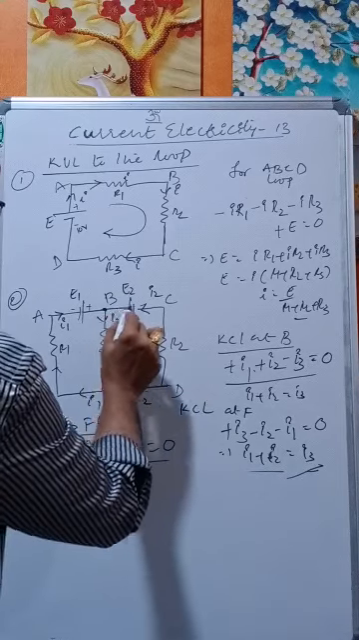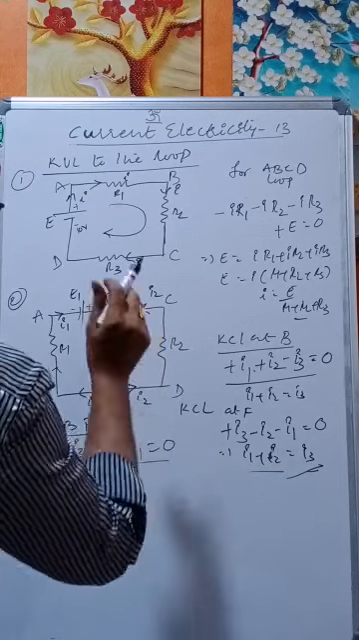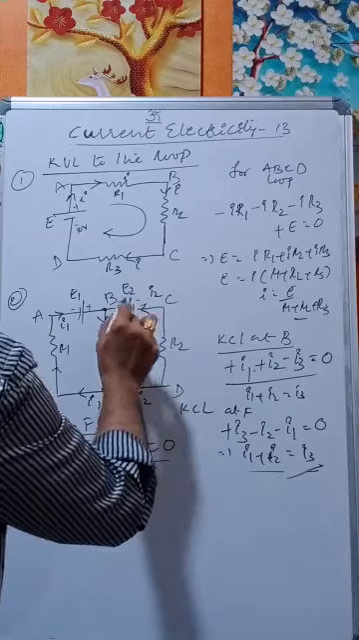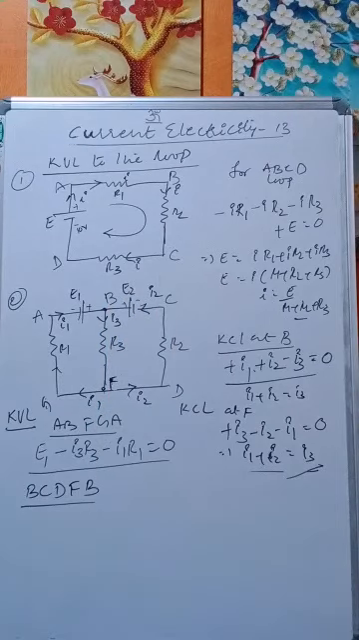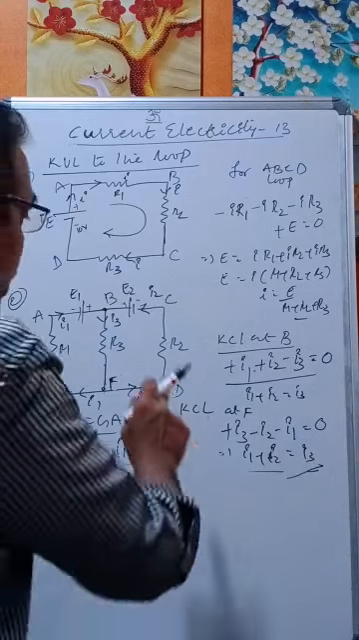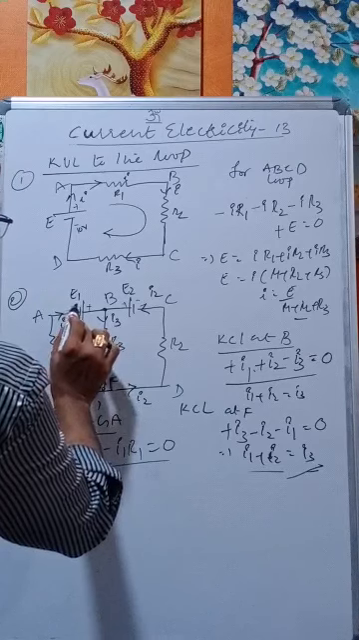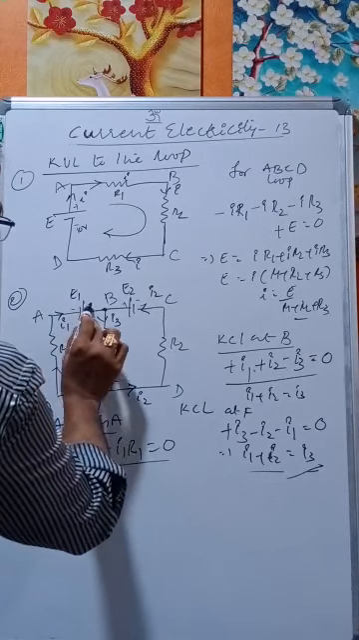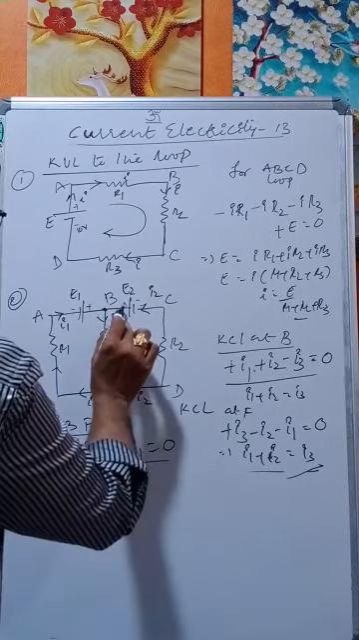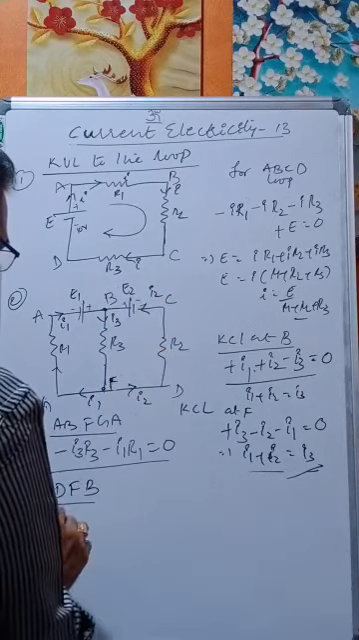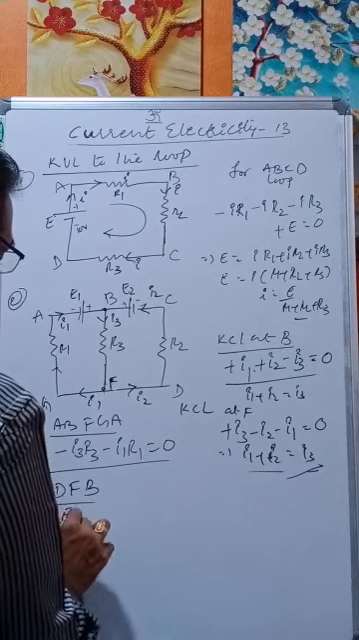Now we are moving from B to C. Here there is a positive, this is negative. There is a drop in the potential, moving from higher potential to lower potential. Therefore, the drop is negative. Moving from negative to positive the sign is plus, and here from positive to negative there is a decrease in the potential. Therefore, minus E2.